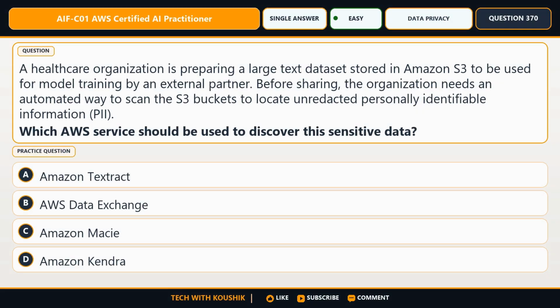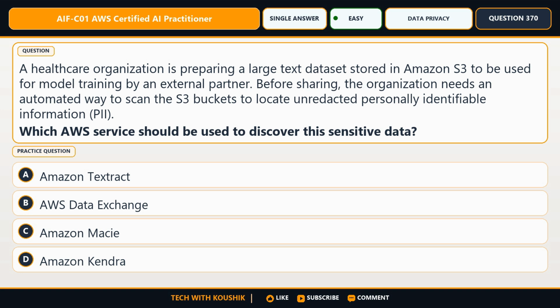For question number 370, separate the requirement from the distractors. Identify the decisive constraint before considering the options. A healthcare organization is preparing a large text dataset stored in Amazon S3 to be used for model training by an external partner. Before sharing, the organization needs an automated way to scan the S3 buckets to locate unredacted personally identifiable information, PII. Which AWS service should be used to discover this sensitive data?